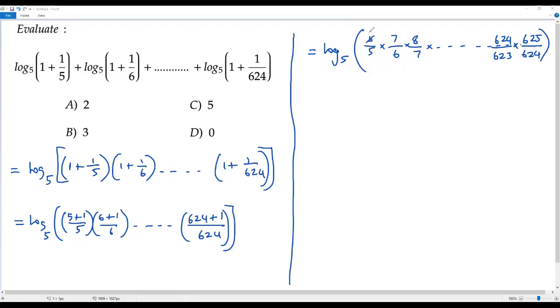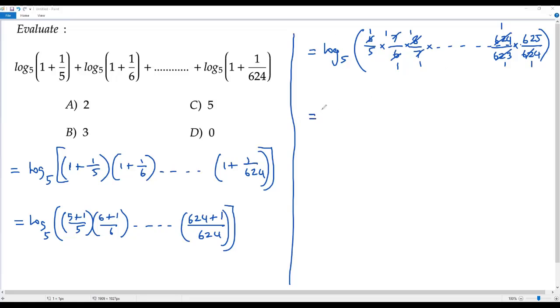So I can simplify. 6 goes into 6 one time. In this way, I can cancel out 7 and 7 over here, and this 8 will get cancelled with the denominator of the next fraction. So we'll be getting 1 over here. Here 624 will get cancelled, and this 623 will get cancelled with the numerator of the previous fraction. So we can imagine that.